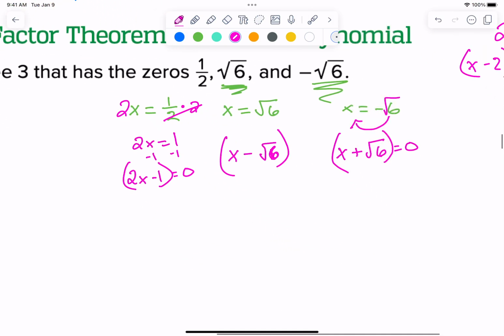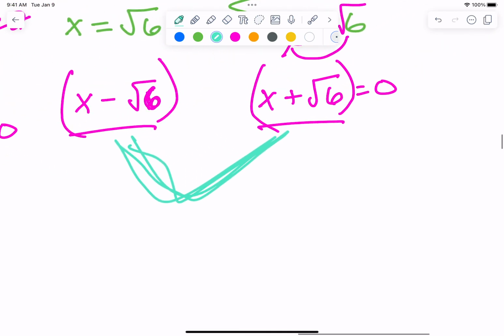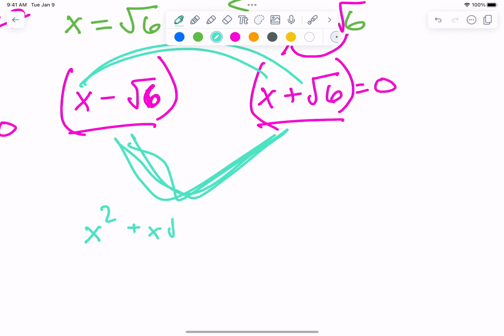Okay, all right, so these are the three pieces that I want to multiply together. Which two are you going to multiply first? The last two, because these two are conjugates of each other, right? You remember when we multiplied conjugates and the middle two pieces crossed out? That's what we're going to do, okay? So x times x is x squared. X times the square root of 6 is x square root of 6. The square root of 6 times x is minus x square root of 6, so you can just get rid of the middle part, right?